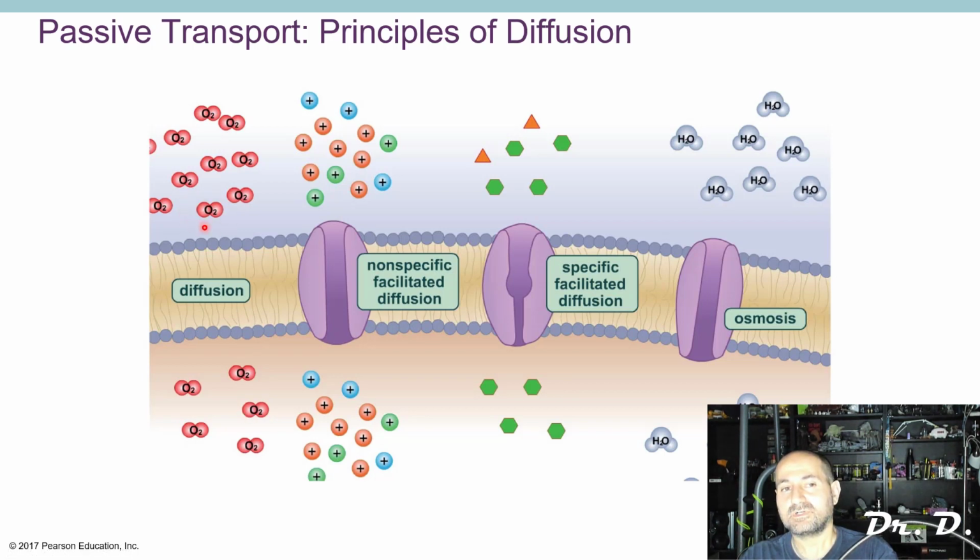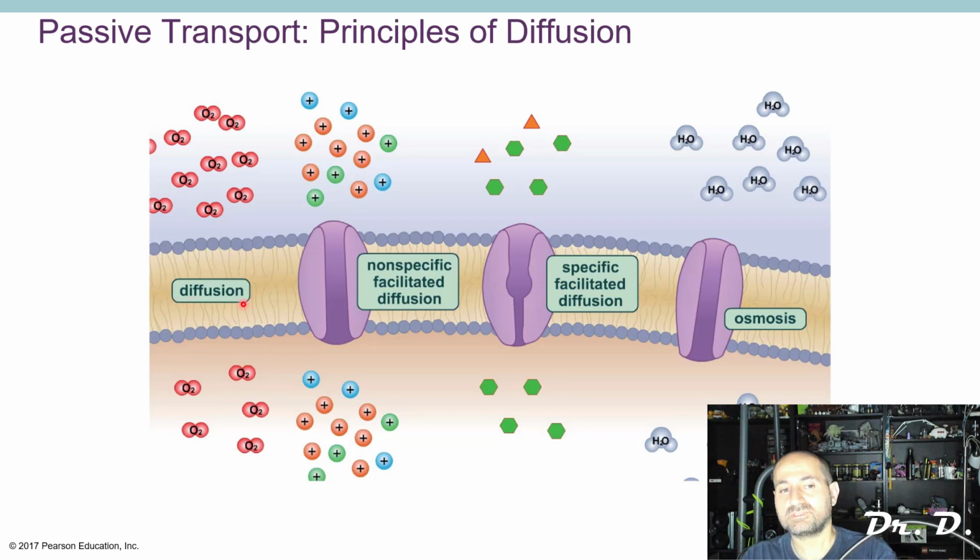Here's an example. Oxygen. Oxygen can cross the membrane without help. Why can oxygen cross the membrane directly? What property does oxygen have? Oxygen is nonpolar. Does that make sense? Nonpolar small molecules can cross the membrane directly through simple diffusion.